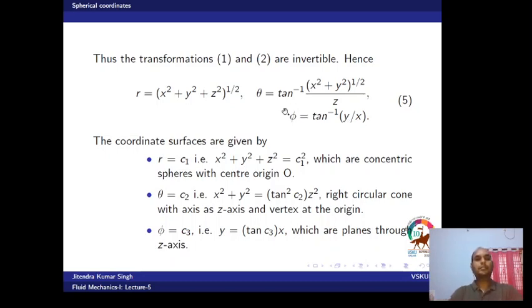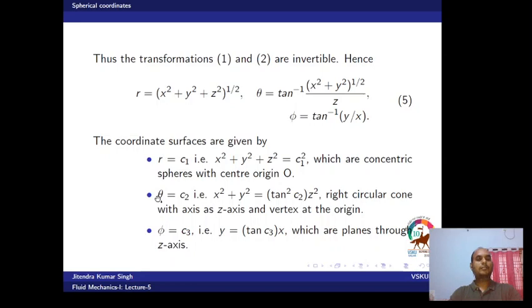Now the coordinate curves, or rather coordinate surfaces. Coordinate surfaces are given by u1 is equal to c1, u2 is equal to c2, and u3 is equal to c3. So u1 is r, and r is equal to c1 means (x square plus y square plus z square) to the power half is equal to c1. So x square plus y square plus z square is equal to c1 square. So these are concentric spheres with center at the origin. So the coordinate surface r is equal to c1 is concentric spheres with center at origin.